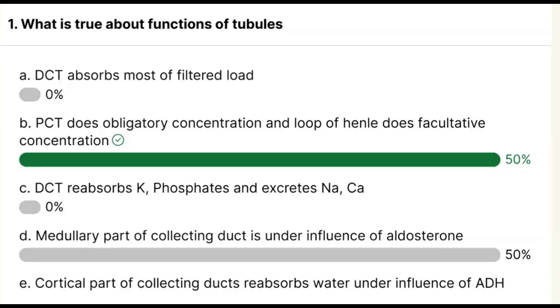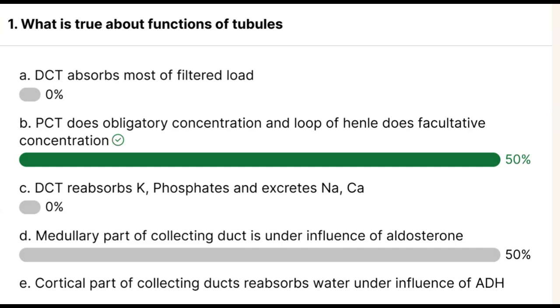The next one, it's actually the opposite. Instead of reabsorbing potassium and phosphates and excreting sodium and calcium, it's the opposite because under the influence of aldosterone, we're able to reabsorb Na and secrete potassium, and under the influence of the parathyroid hormone, we're able to reabsorb calcium and excrete phosphates. So that one's untrue because it's the opposite thing.